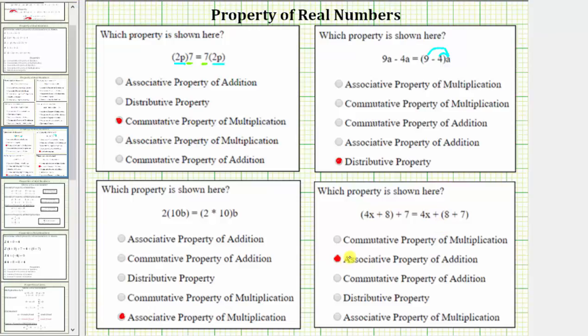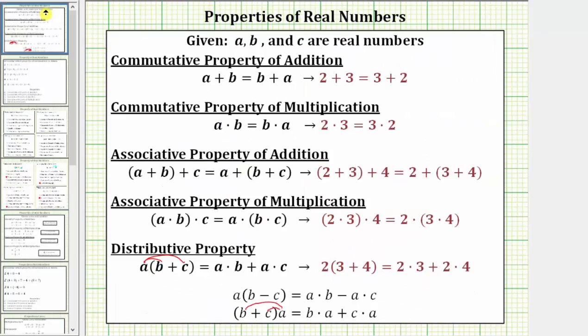More formally, this property is often expressed as the quantity a plus b plus c equals a plus the quantity b plus c.